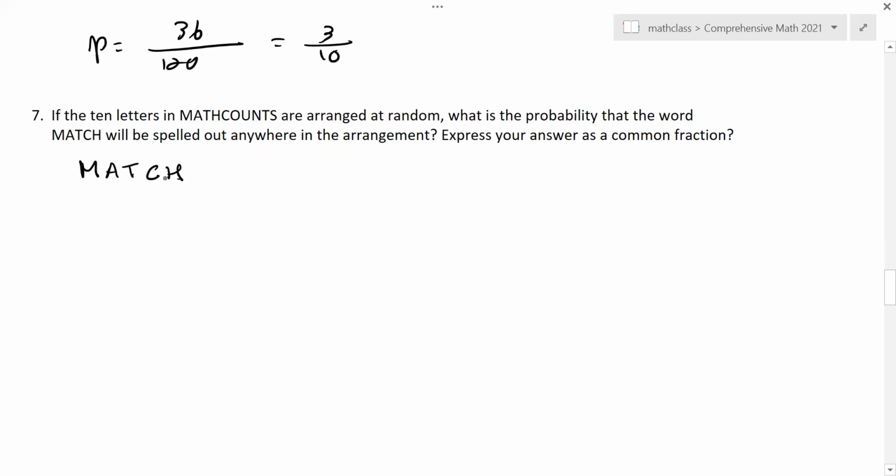M-A-T-C-H, right? So M-A-T-C-H, yeah, C-U-N-T-S, right? This is one of the cases, but this can be any position, anywhere, okay? It could be O-U-N-T-S, M-A-T-C-H, it's here.